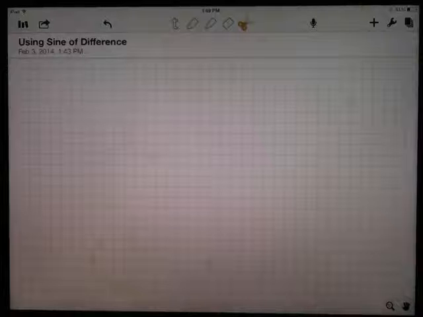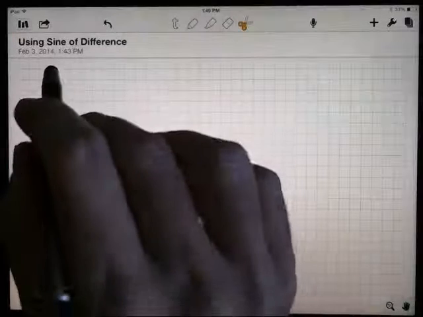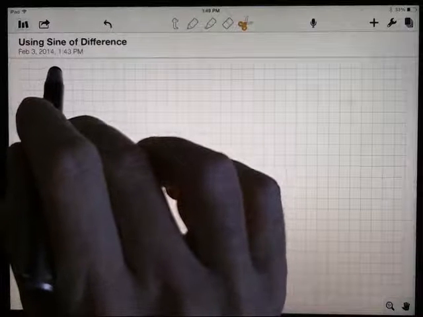Now I want to take a look at the sine of a difference and use the information about 45 degrees and 30 degrees to actually calculate the sine and cosine of 15 degrees. We did 75 in a previous video, so here we go.